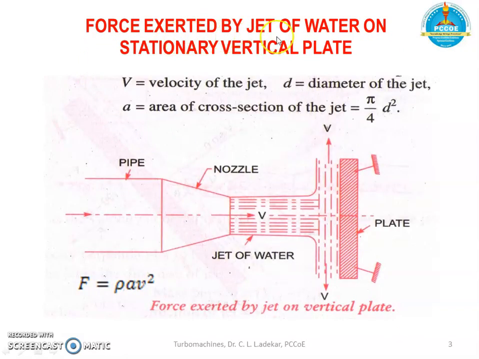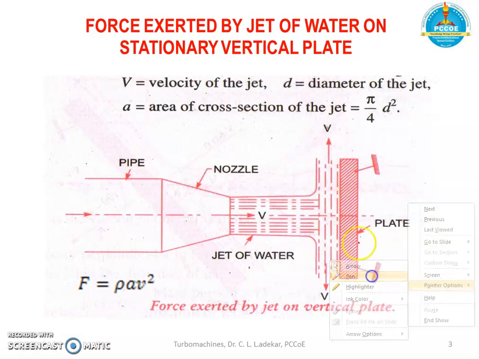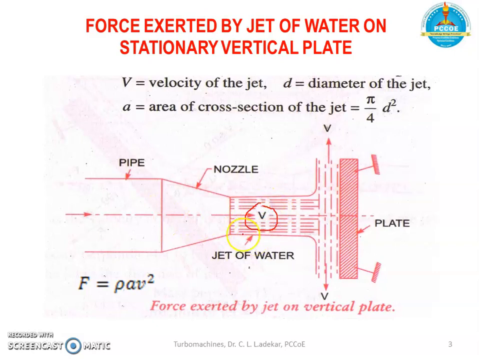Very first case, force exerted by jet of water on a stationary vertical plate. Let us consider the vertical plate, which is fixed, and the jet of water which is moving with a velocity v. The jet has the area A and is going to exert a force on the vertical plate. What will happen if the plate is smooth and the impact is perfect? The water jet will get deflected in the direction of the plate.